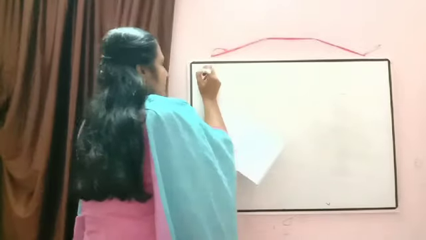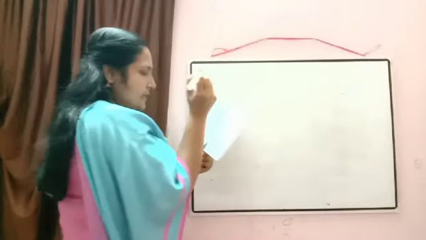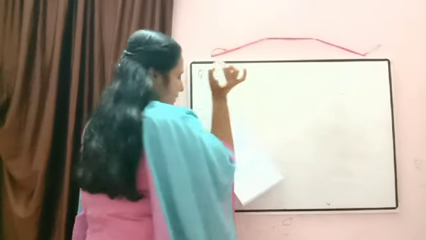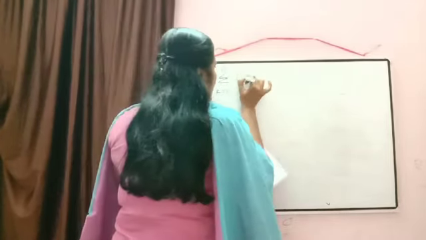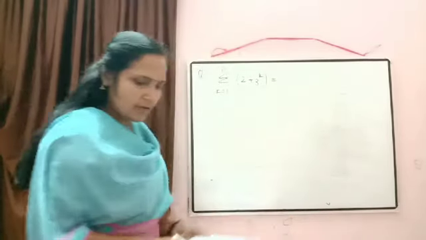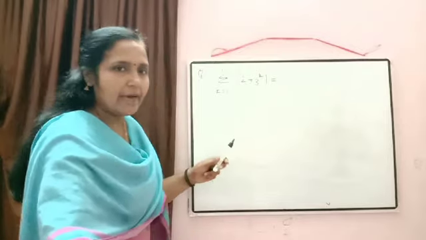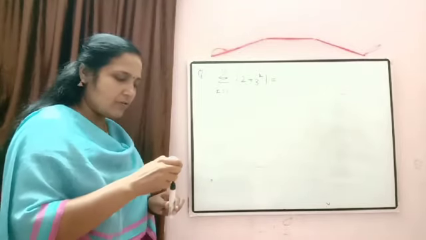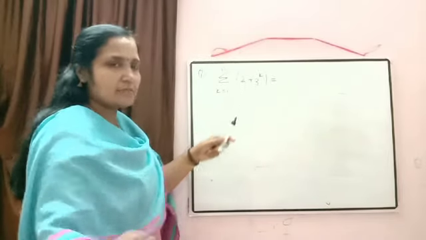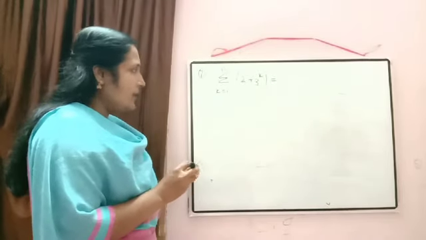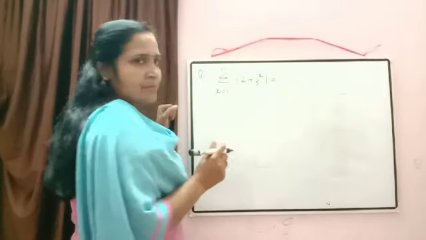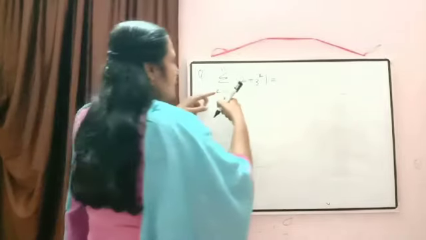Question number 7. In question number 7 it is written, evaluate sigma k is equal to 1 to 11, 2 plus 3 raised to k. Okay. Now what is the meaning of this one? Sigma means summation or addition. So we have to add this expression from k equals 1 to 11, which means k will take the values from 1 to 11.